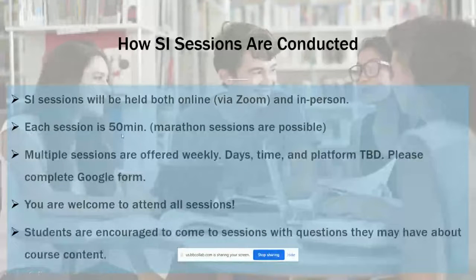Each session is 50 minutes. Marathon sessions are possible. They're held weekly, and they're going to be about 3. We're aiming for 3 a week during different times and different platforms, either Zoom or in person. Marathon sessions mean that if we go over the 50 minutes and you still feel like you need more help, we can help with that and just continue the session, make it longer. Multiple sessions are offered weekly, days, times, and platform to be determined.